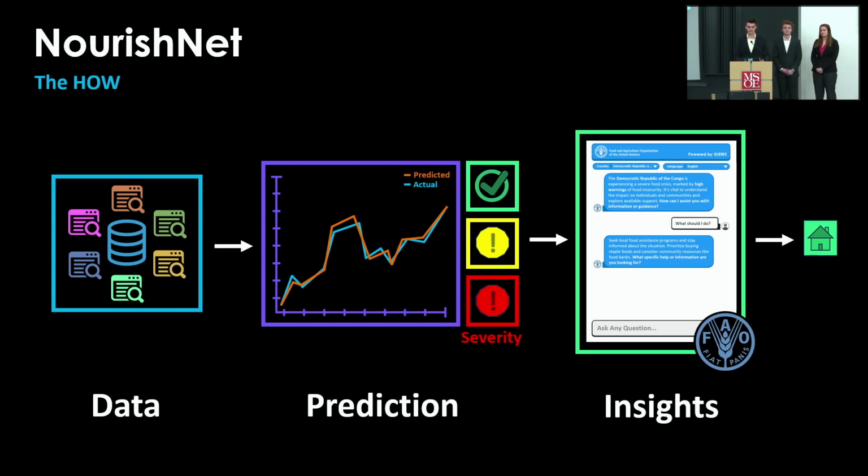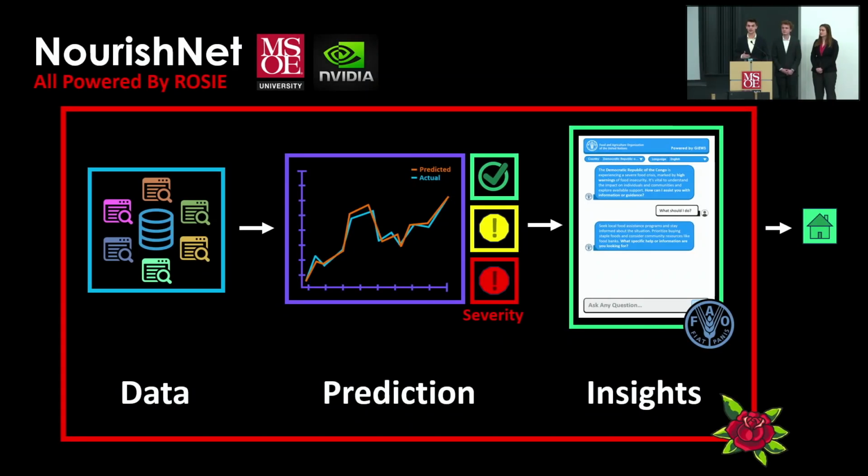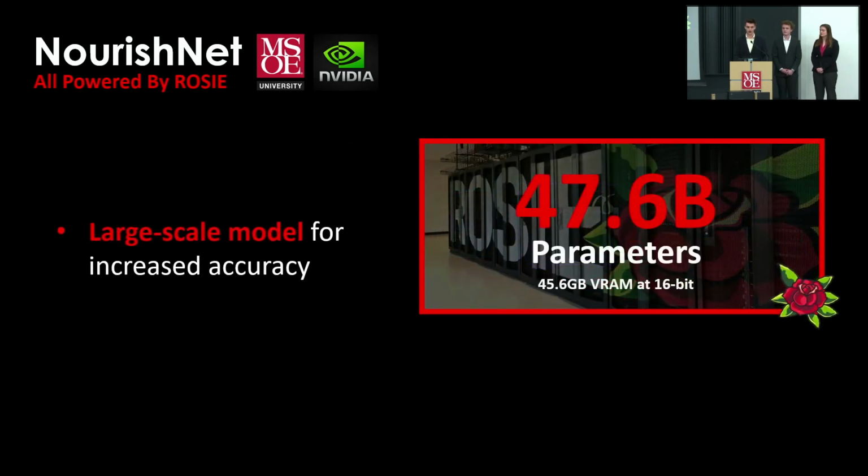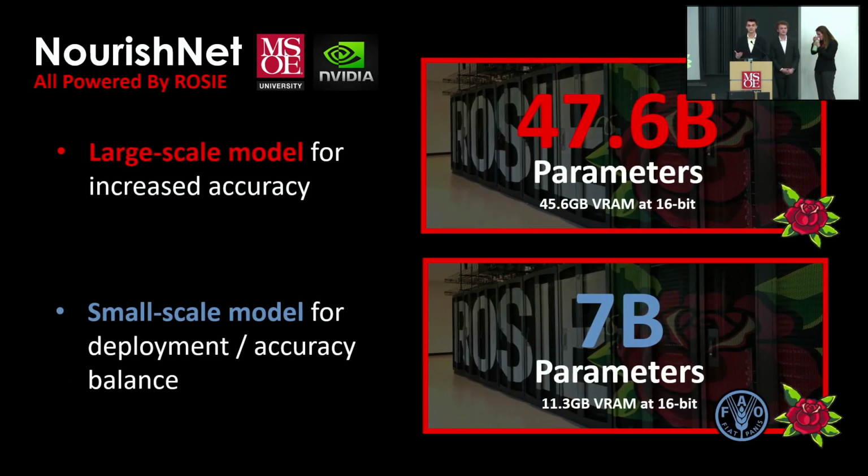And all of this would not have been possible were it not for the ROSIE supercomputer available here at MSOE, as our overall model is around 50 billion parameters at a large scale, providing the most accurate insights. And to balance this, since we're working with the FAO, we were also able to develop a 7 billion parameter model version, both of which I'm pretty sure would make my laptop explode. And that was to really balance its deployability as well as its accuracy.